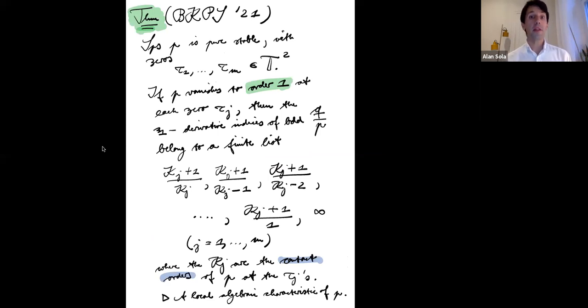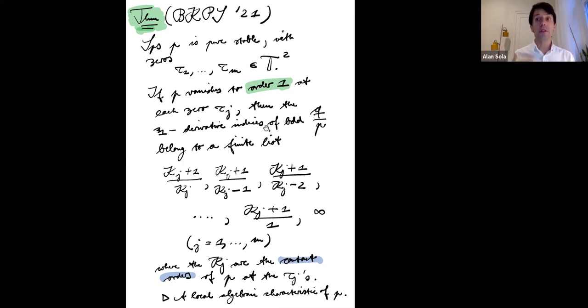So let me state a theorem in this direction that we have in our recent paper. Here are the assumptions. Suppose P is a pure stable polynomial with m zeros on T2. We know that there are finitely many zeros, and I'm listing them here in some order. And we assume, again, that P vanishes to order 1 at each of these zeros. Then we can list all the Z1 derivative integrability indices of P.